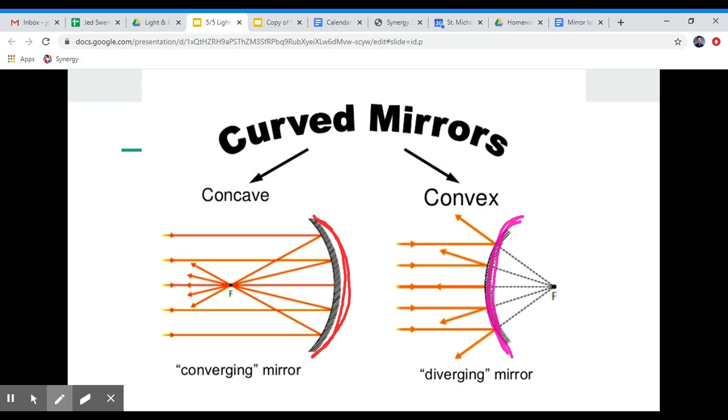Okay, so we will talk more about these concave and convex mirrors tomorrow, or the day after. I'm not 100% sure yet. But what we will do is we will eventually get into actually drawing what are called ray diagrams. And so you will actually be able to look at where an object is, and where the image will be formed when you are looking in that mirror. Okay, so hopefully this made sense.